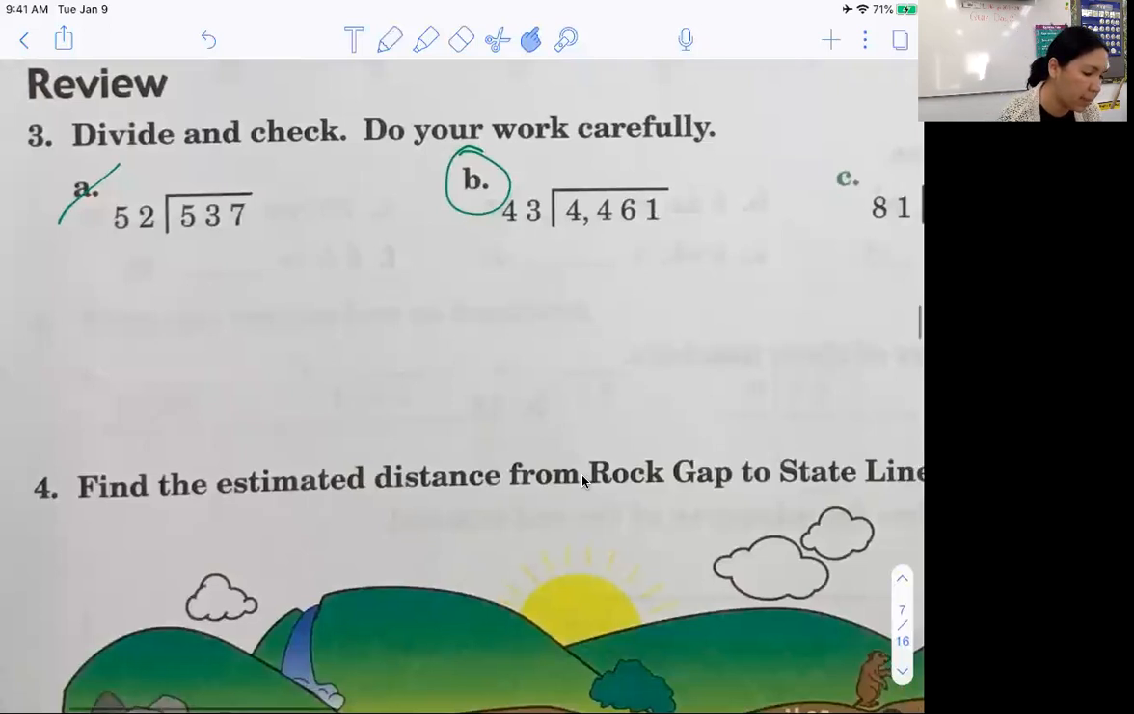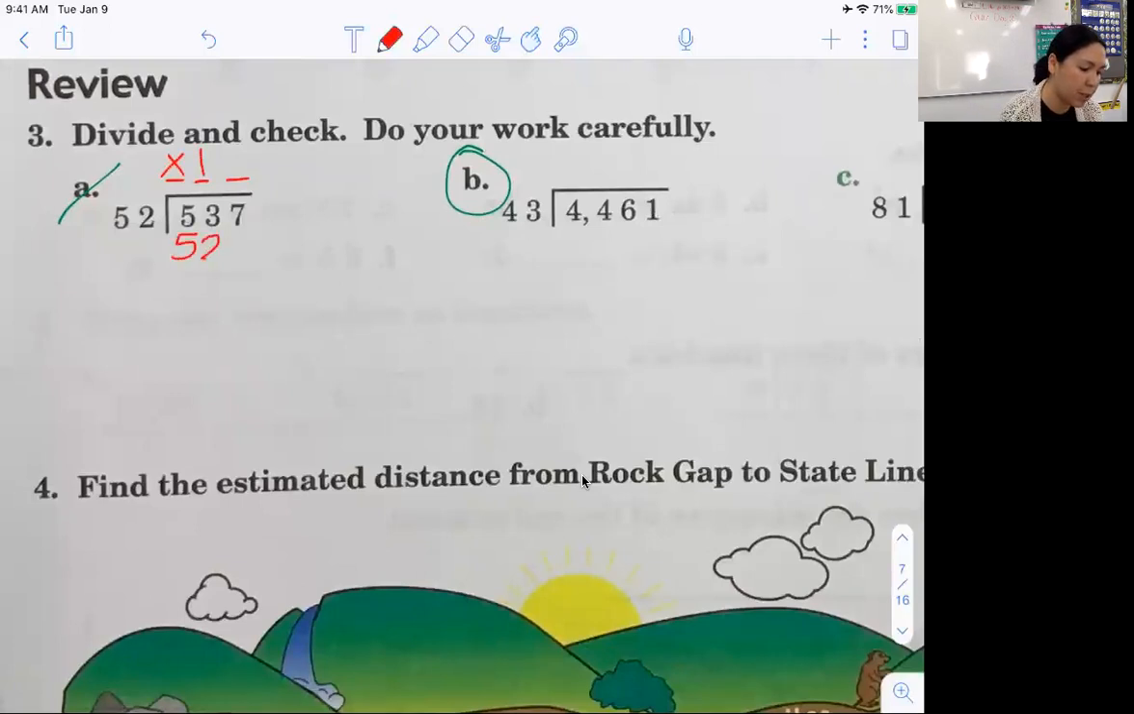Draw my lines on top. This always helps me. And then I just go through one step at a time. Can 52 kids sit in 5 desks? No way, Jose. Can 52 kids fit into 53 desks? Just barely, but yes, they can. How many 52s can go into 53? Only 1, because it's almost the exact same number.